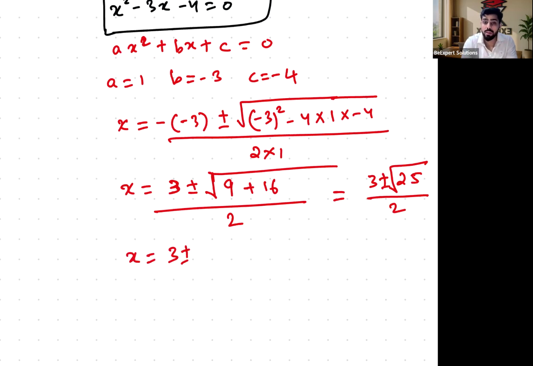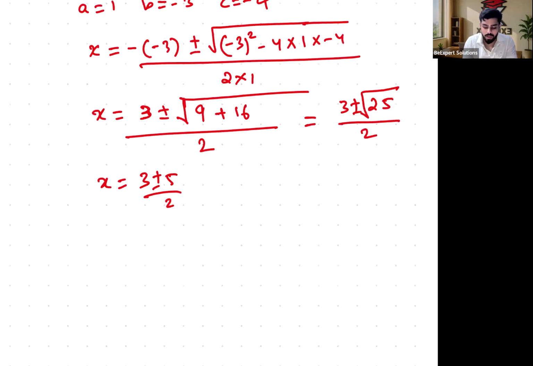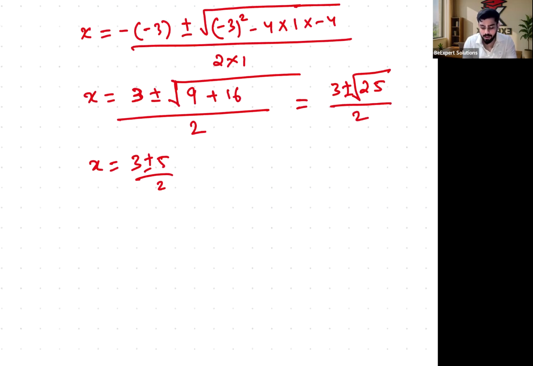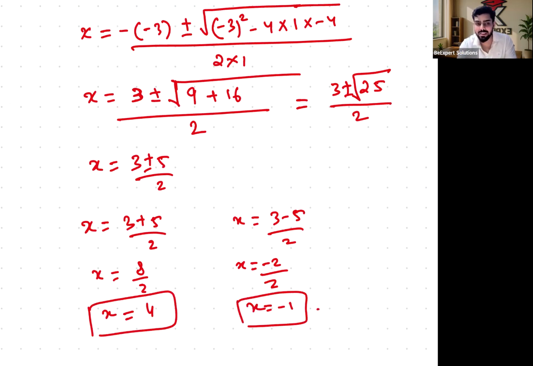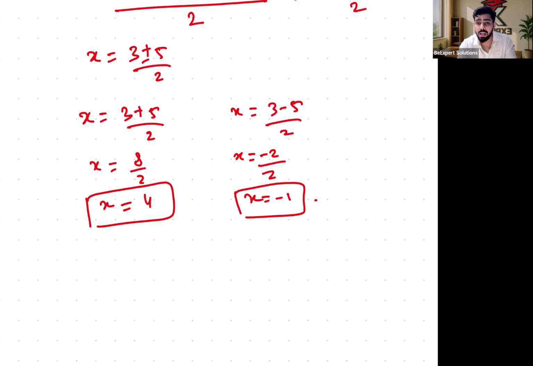So you will get two values of x this way, guys. The first value would be x equals 3 plus 5 by 2, and the second value would be x equals 3 minus 5 by 2. So x would be equal to 8 by 2, and x would be equal to minus 2 by 2. So you will get the value of x as 4 here, and the value of x as -1 here. So these are the two values that you will be easily getting, right? Now that's how you do the quadratic formula, okay?